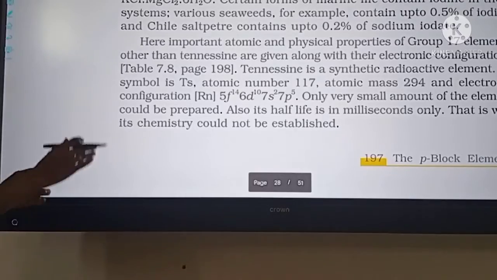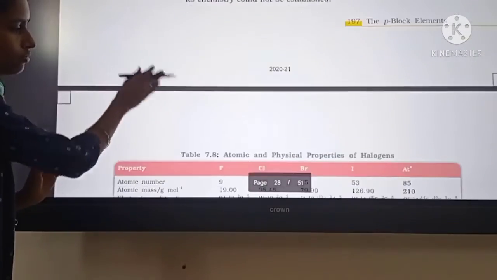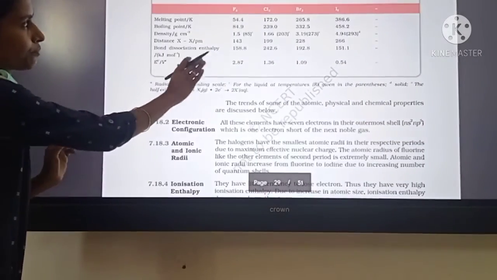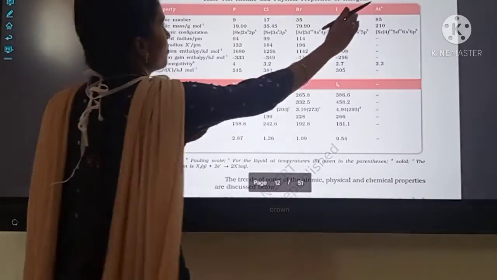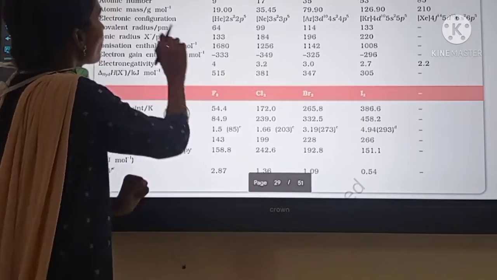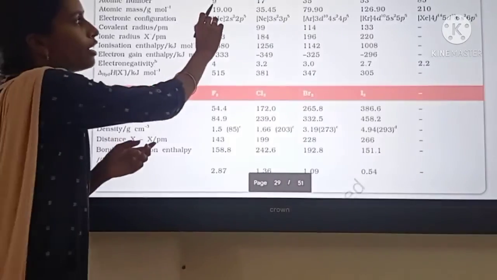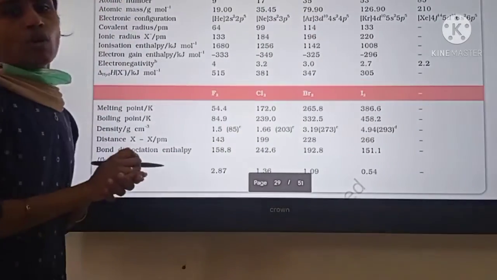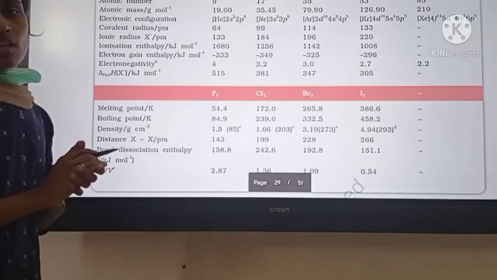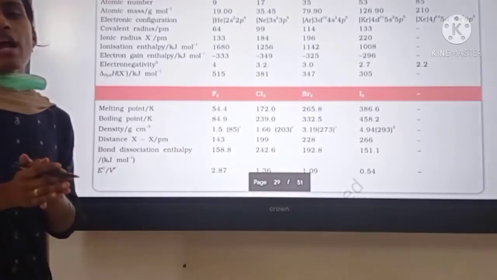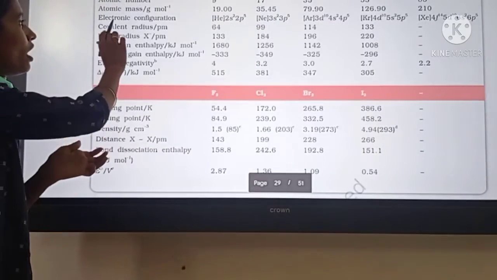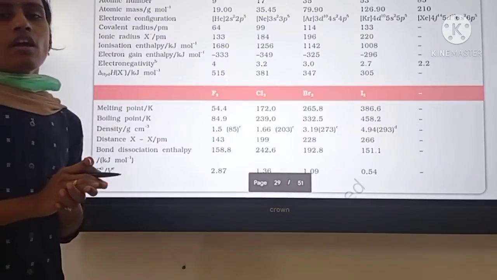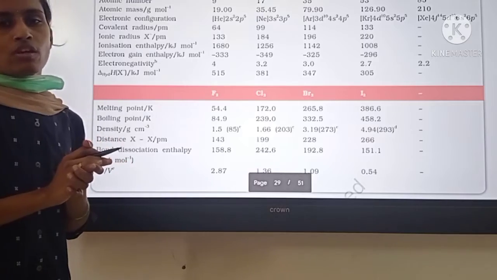Now the important atomic and physical properties of group 17 elements. Atomic number increases from top to bottom. As we go down the group, atomic number increases, which means atomic mass also increases. This is normal. And electronic configuration: they all have ns2 np5 outermost electronic configuration.